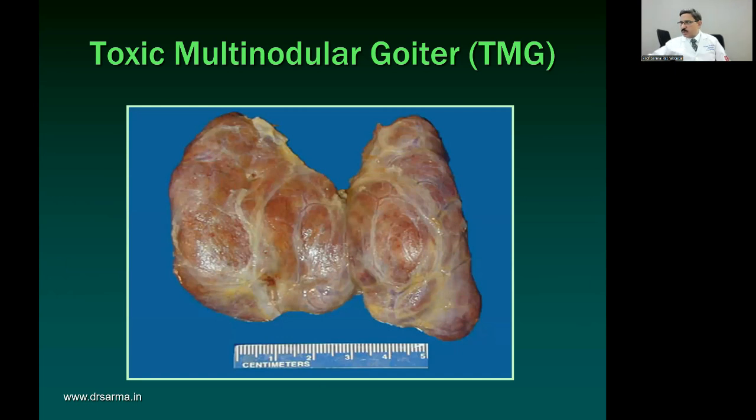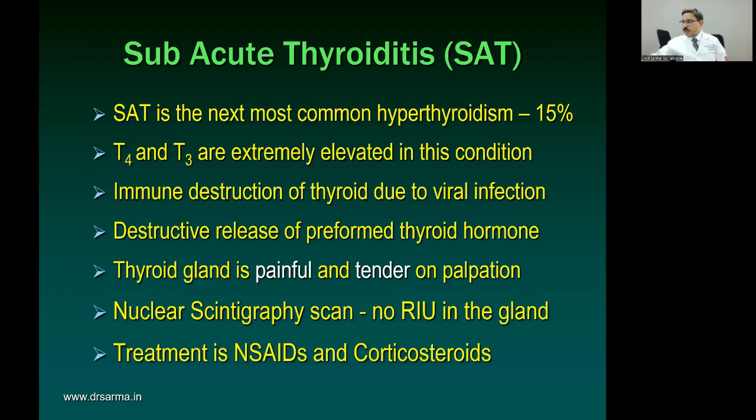And when you dissect it, it will look like that. The thyroid will have multiple nodules, around 5 centimeters. 5 centimeters is almost this much size of the thyroid. The third entity is SAT, subacute thyroiditis.